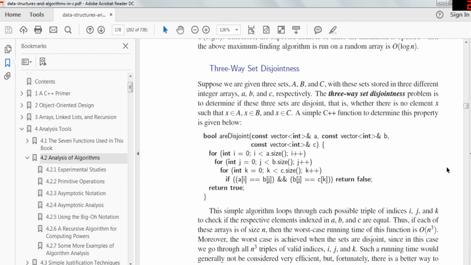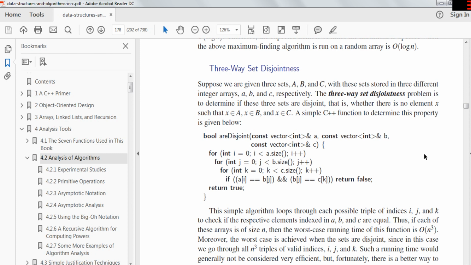Alright guys, let's talk about three-way set disjointness. Suppose there are 3 sets and you want to find whether or not there's an element in all of them. Let's say you have 3 arrays, and you want to check if there's one value that's the same in all of them. And if there is, then you return false.